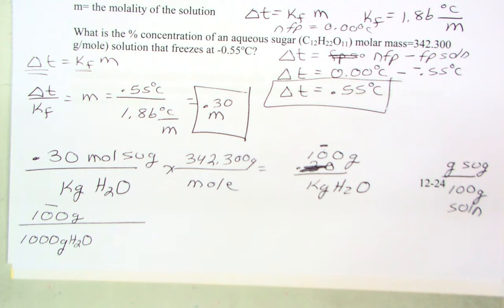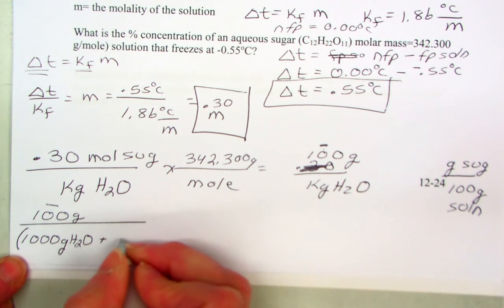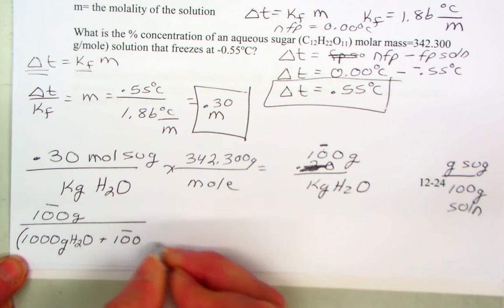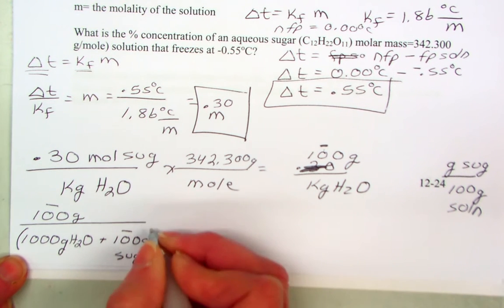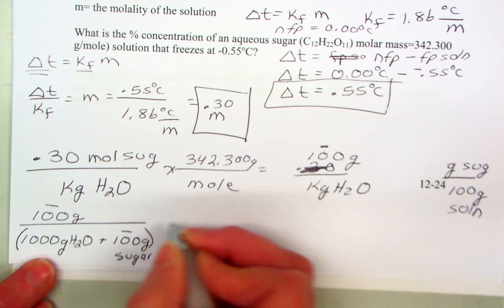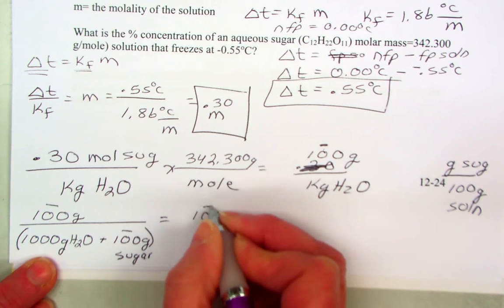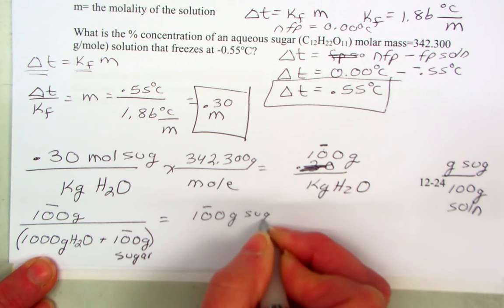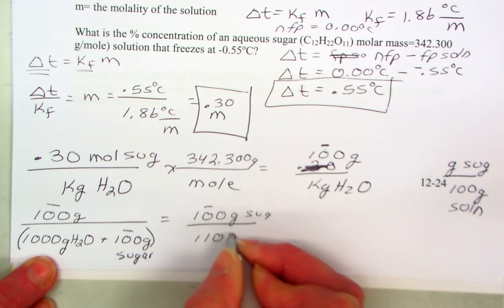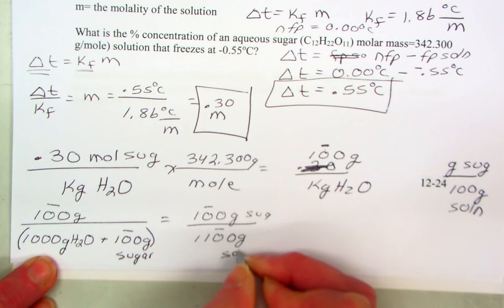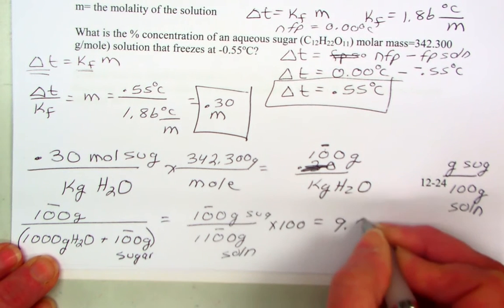Not subtract, add, right? So I'm going to add in my 100 grams of sugar. This only has 2 sig figs. I have to stop in the tens place. So I now have 100 grams of sugar divided by 1,100 grams of solution times 100 is 9.2%.